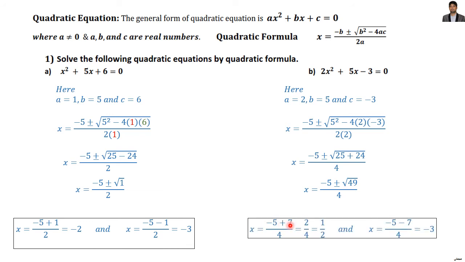Minus 5 plus 7 will give us 2. 2 divided by 4 equals half. And x equals minus 5 minus 7 over 4. Minus 5 minus 7 is minus 12. Minus 12 divided by 4 will give us minus 3.